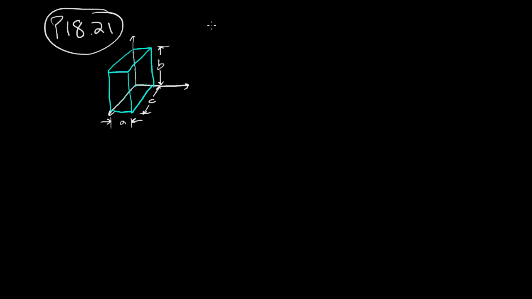Part A asks what's the resistance for current going in the x direction. Let me label these axes really quickly. This is x, this is y, and this is the z direction down this way. So it's a three-dimensional block, a parallelepiped if you want to get technical, and we've got the x direction for part A.